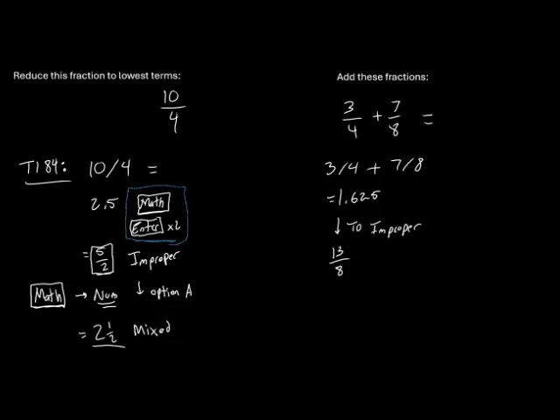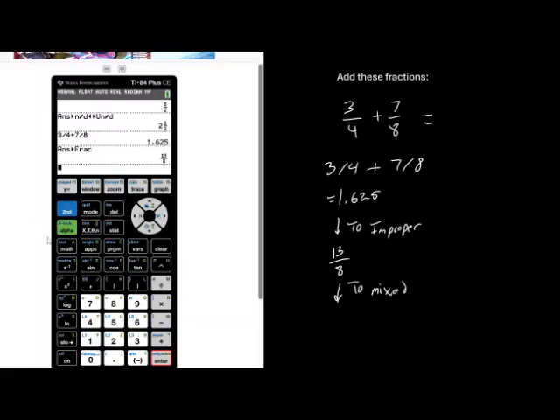Then we can change this to mixed by going to the math button, then the number section, and then option A. This will change us to mixed. In our calculator, once again, we click math, then press the right arrow key, and then scroll down to option A. Press enter twice, and again we get 1 5/8, just like before.